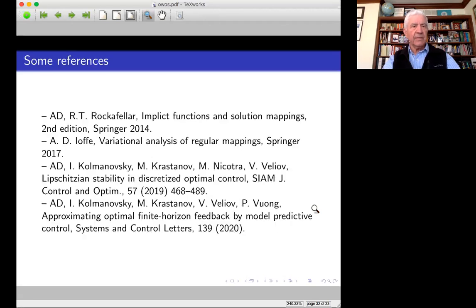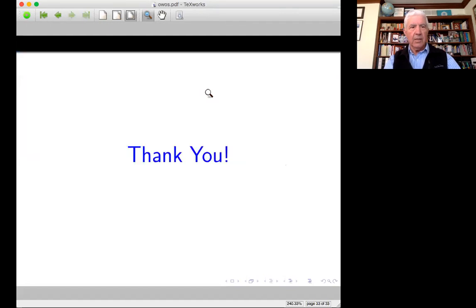Here are some references. The first is the book with Terry Rockafellar. The second is the book in which we can find a lot about regularity properties of mappings appearing in variational analysis. And these are two very recent papers about the application of strong regularity to model predictive control.